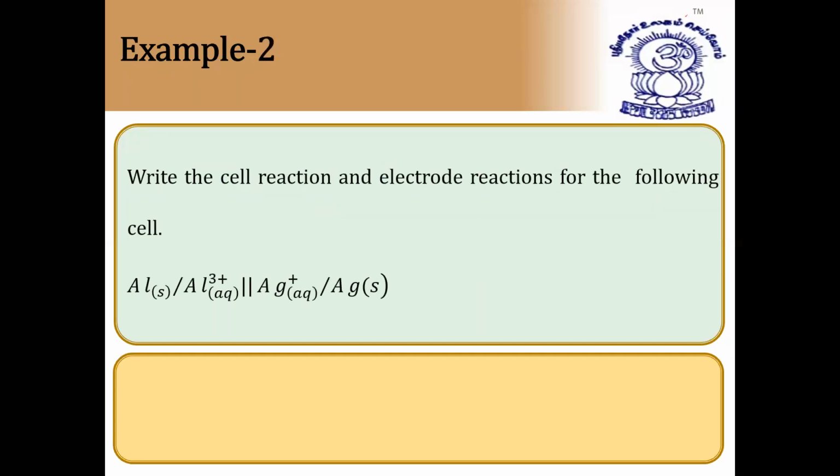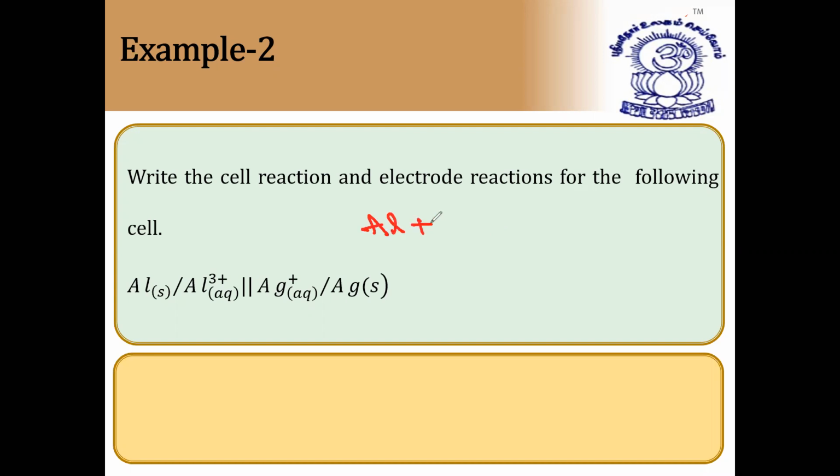Write the cell reaction and the electrode reactions for the following cell. They have given the cell representation and they are asking us to write the cell reaction. First, we'll concentrate on the cell reaction. From this, we can easily understand: aluminum changes to aluminum 3 plus and Ag plus changes to Ag. Here aluminum is reducing silver ions to silver and itself getting oxidized.